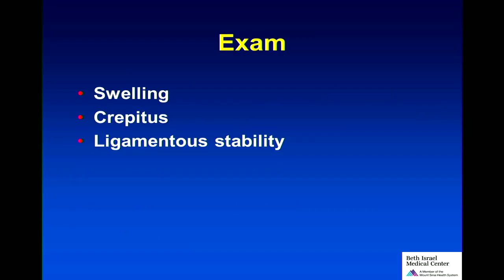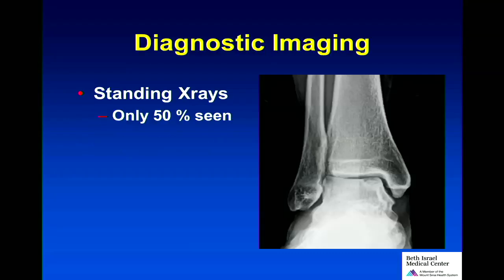Exam is usually nonspecific, maybe a joint effusion. Might be able to detect a crepitus with the anterior drawer or stress testing of the ankle. It's important to assess for ligamentous stability, as I do think there are other factors in terms of why these are symptomatic or not. So as we said, really only 50% of these are seen on x-rays. This is a pretty obvious medial lesion.